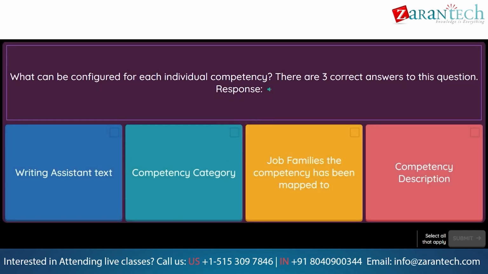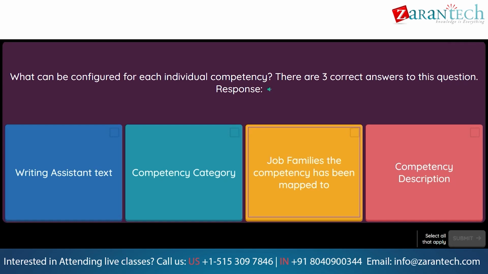Question: What can be configured for each individual competency? There are 3 correct answers to this question. Response: Option 1, Writing Assistant text. Option 2, competency category. Option 3, job families the competency has been mapped to. Option 4, competency description.